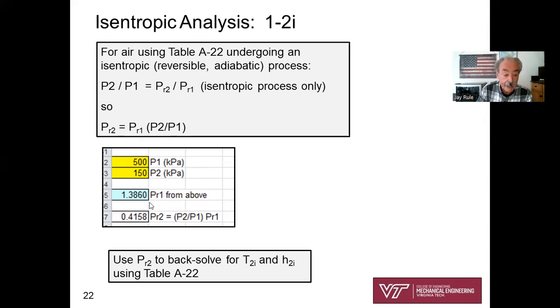So let's just do the math, okay? We wrote down Pr1. So Pr2 is 0.4158. It's the number 0.4158, and it is unitless. You can go to your book and see the background on that. So we're going to use Pr2 to go back into table A22 to find T2 isentropic and h2 isentropic. Here we go. Use Pr2 to back solve for those two.